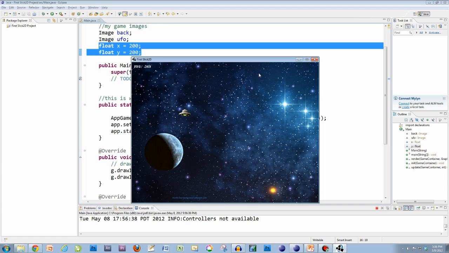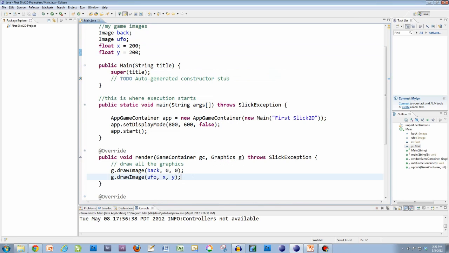My UFO is in the same exact spot. So why did I do it? Why the heck would I do that? Well, because now I have the power to change x and y anytime I want. At any point I can change x and y.